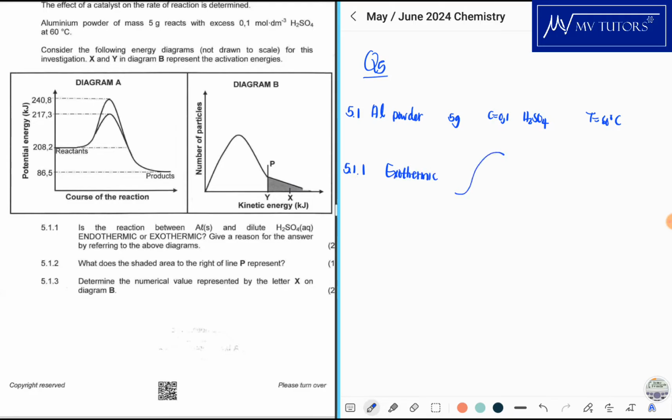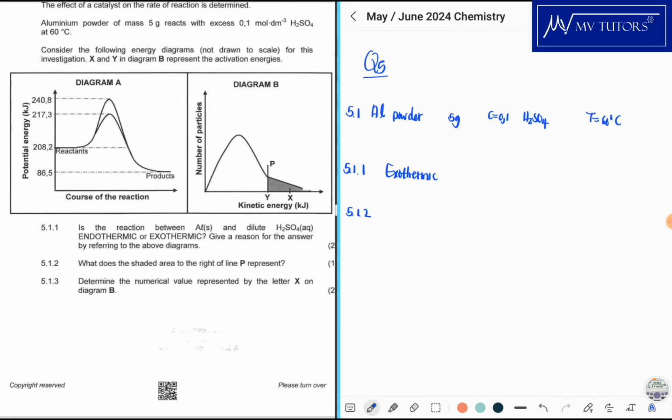Sorry, this is what I mean by the big space. It's quite large. If it's on the right hand side, then it's exothermic. If it's on the left hand side, then it's endothermic. All right, so 5.1.2.